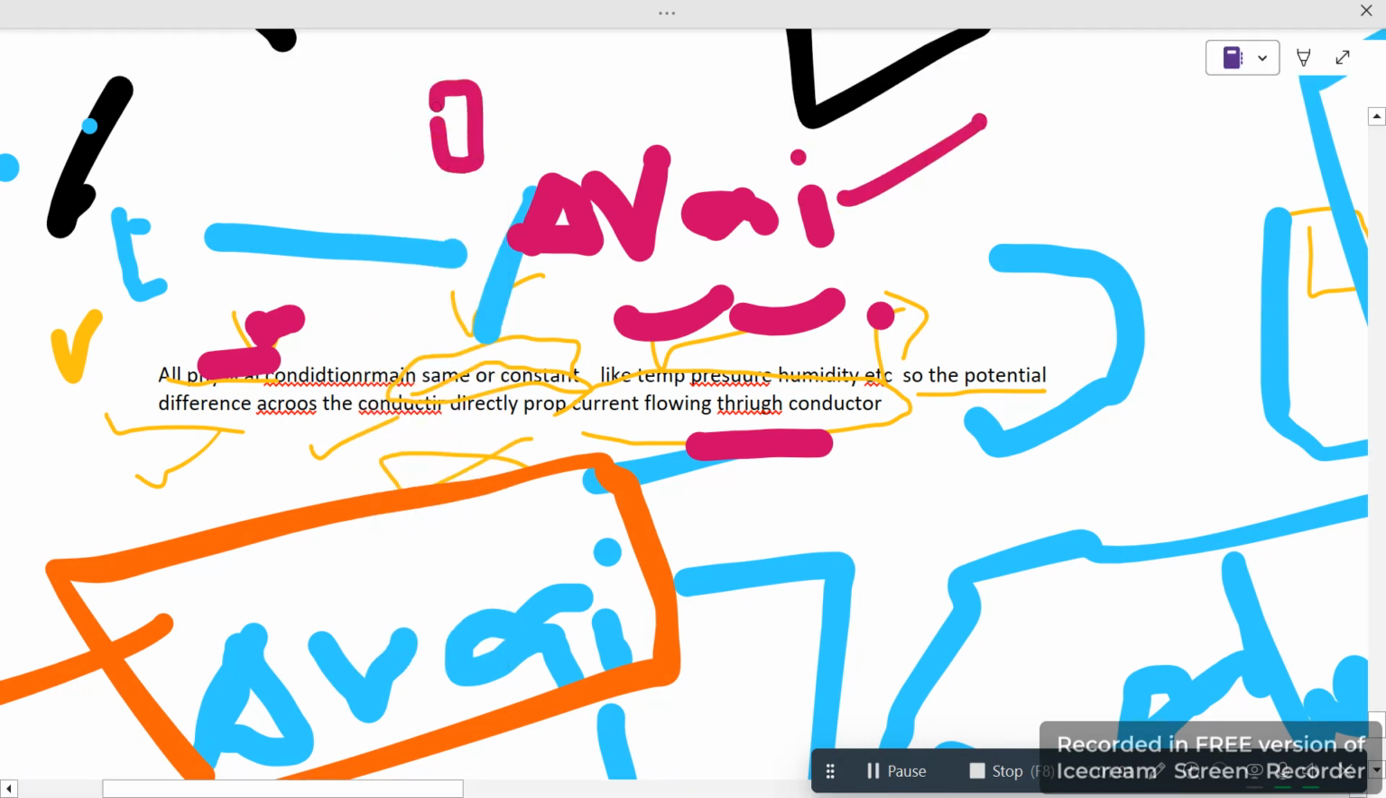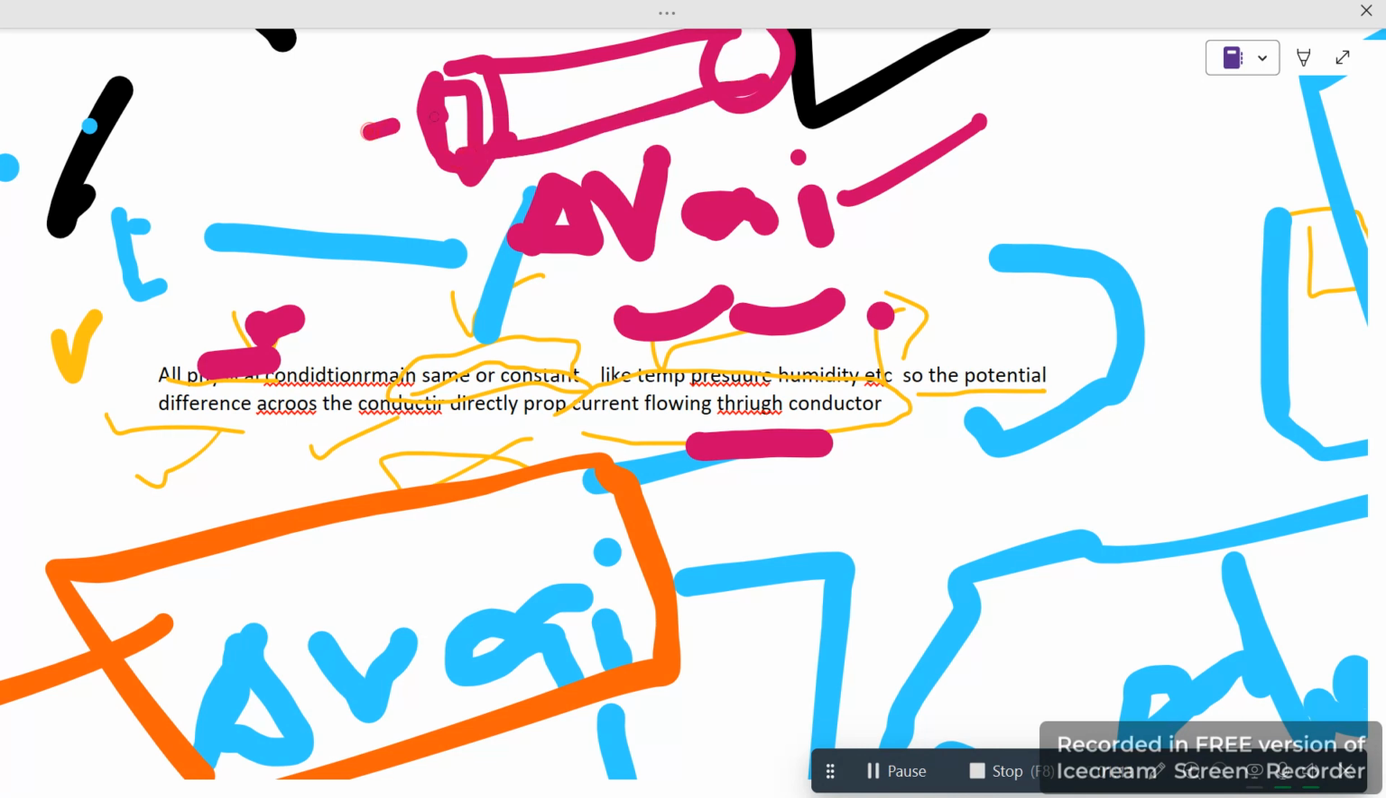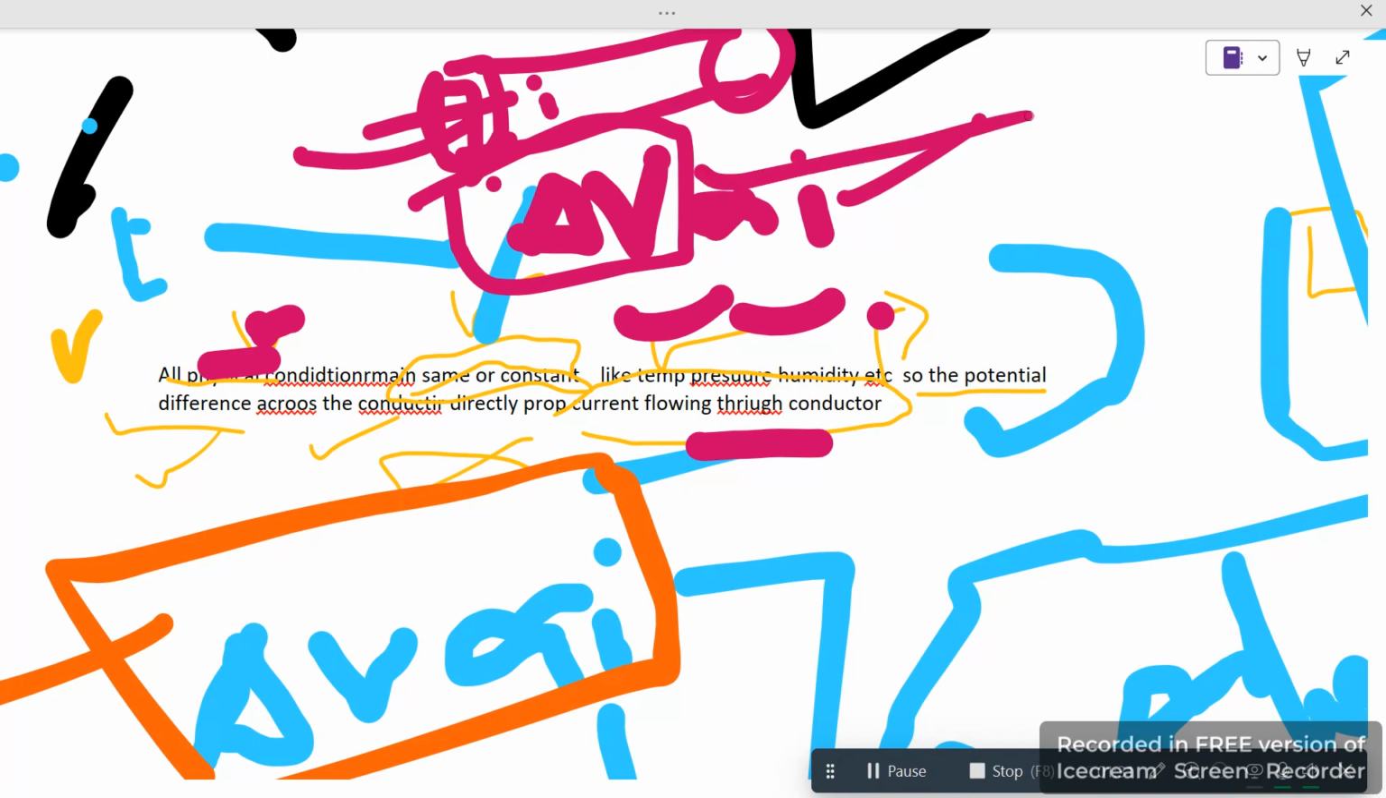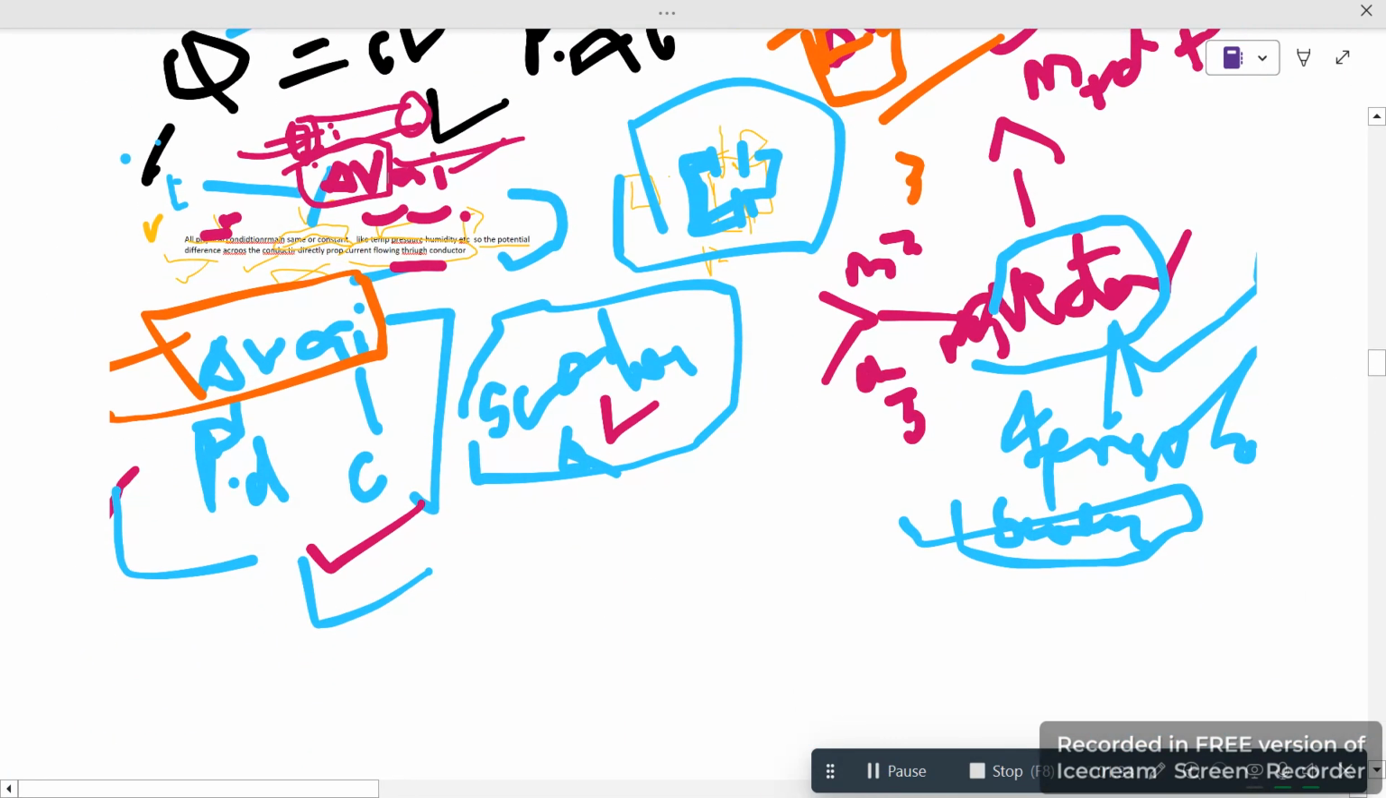So how do we discuss that? If this is a material, any material, and current I is flowing through it, we find a potential difference. If we increase the current, the potential difference also increases. If we decrease it, the potential difference also decreases. This means potential difference is directly proportional to I, the current.